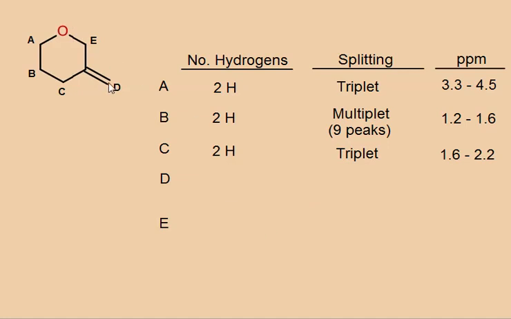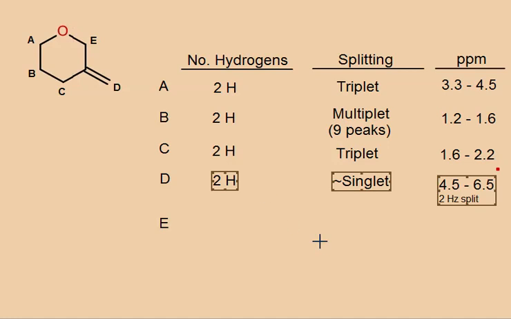Looking at the hydrogens on carbon D itself, now of course that bond has restricted rotation, so although it might look like a singlet, we'd probably expect a little bit of splitting because the two hydrogens are not exactly equivalent. They're probably close, but not quite, and that's what causes the splitting, but probably something minor like maybe 2 to 3 hertz in the splitting.